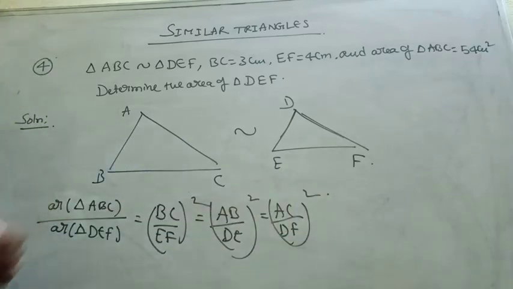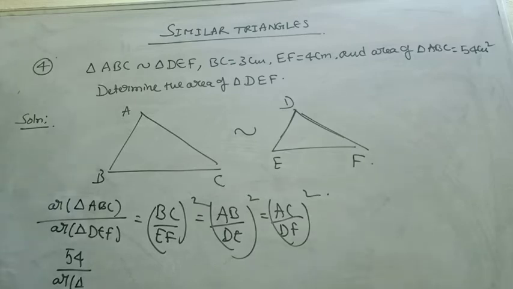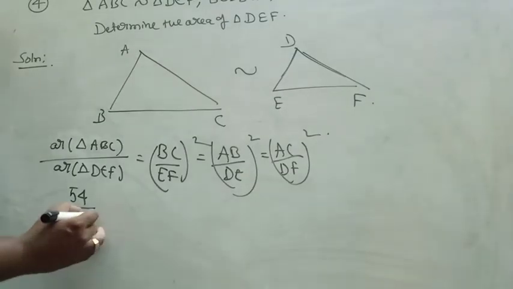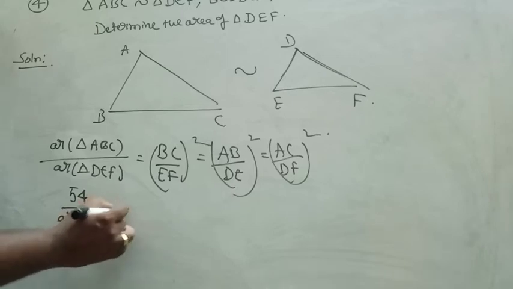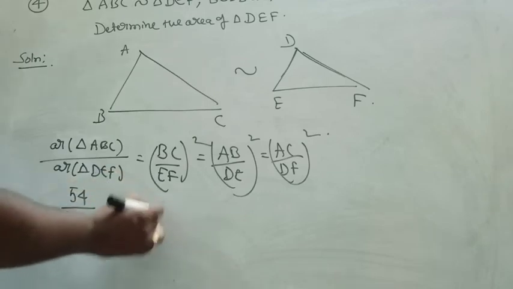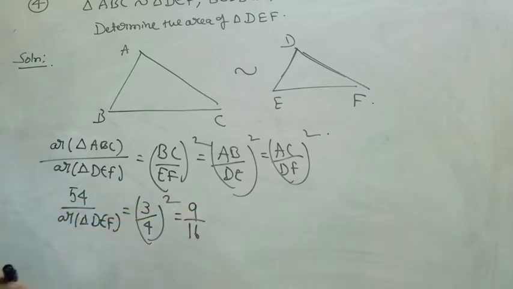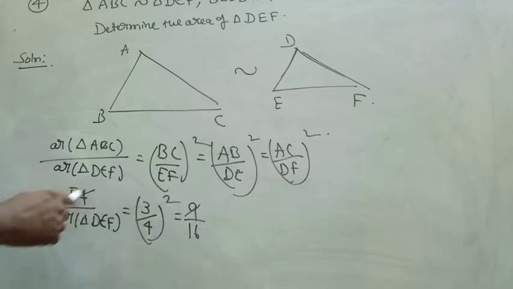And you see, my dear students, the area of triangle ABC is given as 54 by, we want, area of triangle DEF. Now they have given BC by EF whole square, that is BC is 3 by 4 whole square. Now this is equal to 9 by 16, right? Now see, my dear students, we can easily cancel also. 9 ones are 9, 6 9s are 54.